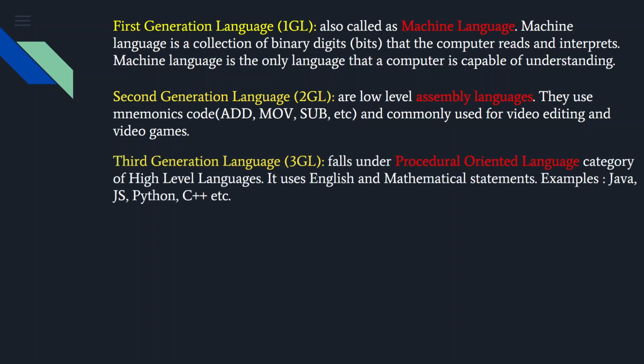Third generation language falls under the procedure oriented language category of high level language. It uses English and mathematical statements. Examples: Java, JS, Python, C++, C, etc.